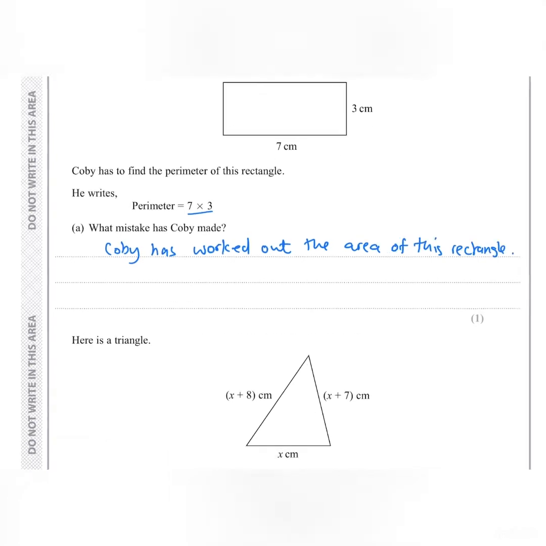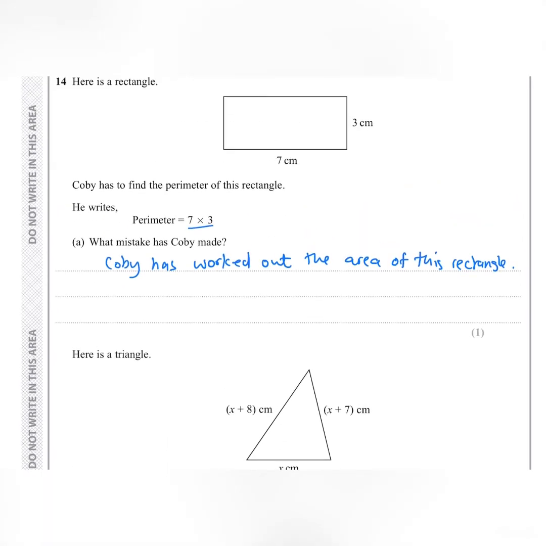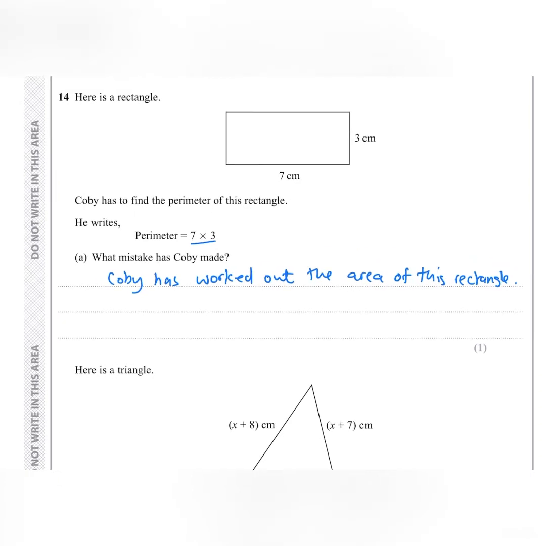Okay, next one. Basically, he should have added the numbers together. He should have 7 there and 3 there, and it should be all together 14 plus 6. It should be 20 centimeters. Okay, so not the area.